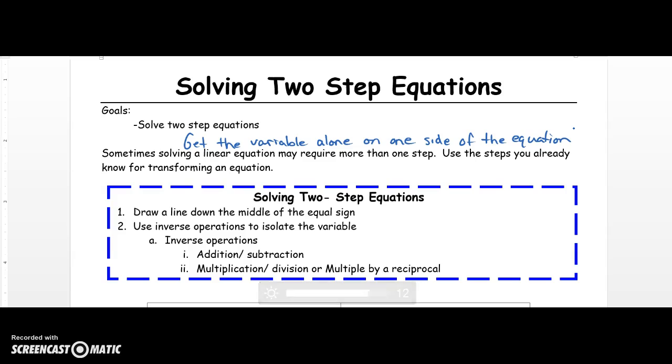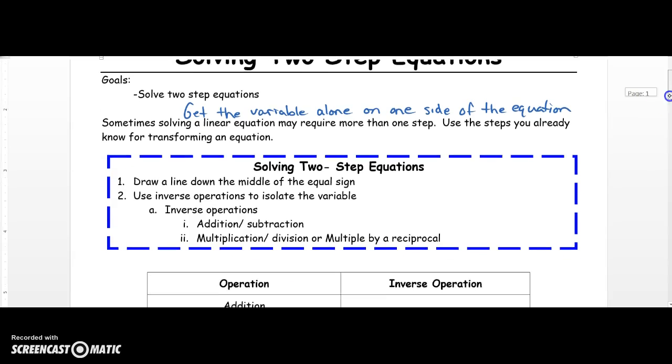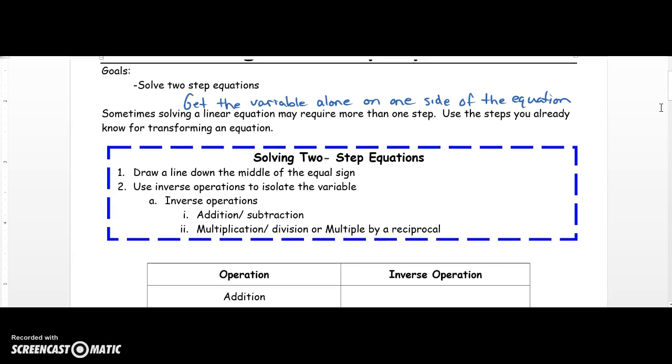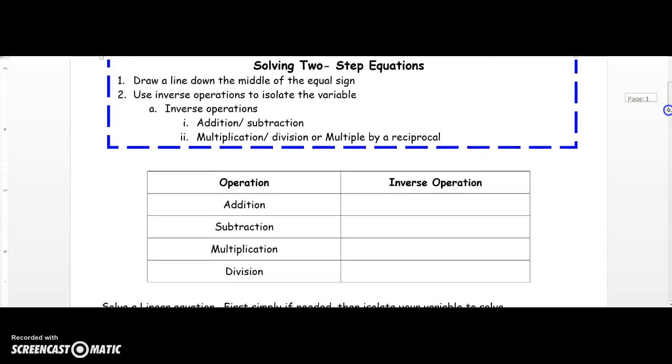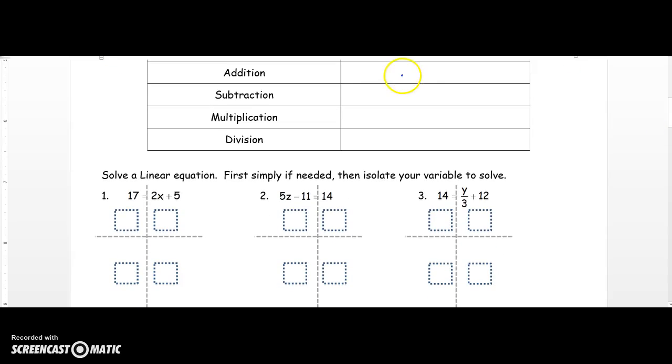Number two, you want to use inverse operations. So the operations, if you see addition, you want to subtract. If you see subtraction, you want to add. If you see multiplication, you want to divide. And if you see division, you want to multiply. So again, here we go. Addition, subtract. Subtraction, add. Multiplication, you want to divide. In division, you want to multiply. None of this has changed.